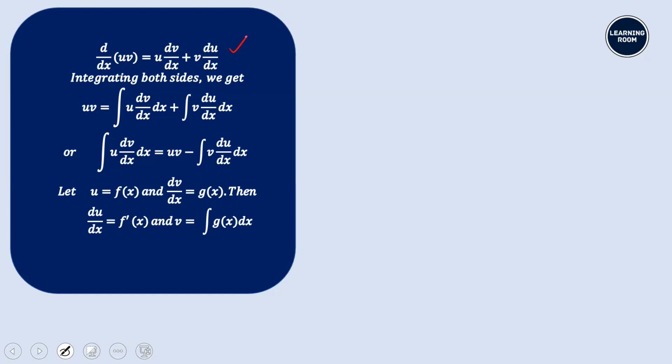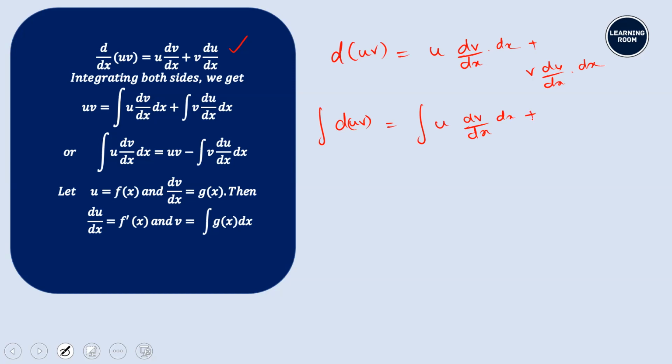Now I'm taking dx to the other side. When I do that, d of uv is equal to u into dv by dx into dx plus v into du by dx into dx. If I integrate on both sides, then the integral of d of uv is equal to the integral of u into dv by dx of dx plus the integral of v into du by dx of dx. I hope you're in agreement with this.